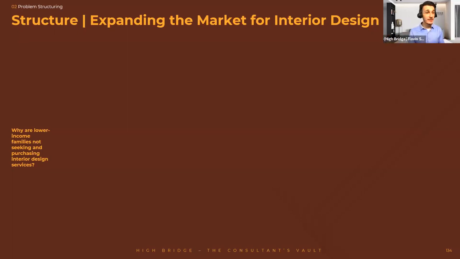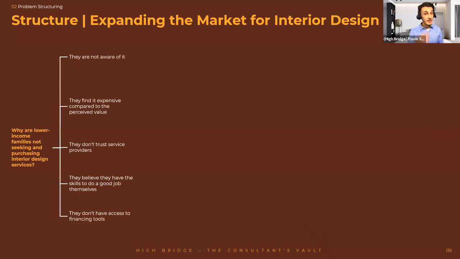Okay, excellent, right? So that's why problem solving is a team sport, because if you put people in the room and ask the same question and tell them to think broadly, creative, out of the box, then things start to become interesting, okay? And here we came up with these ones, right? People are not aware of it. They find it too expensive compared to value. They don't trust service providers. They believe they have the skills to do a good job, like looking at Pinterest. They don't have access to financing tools, which is a different thing from being expensive, right?